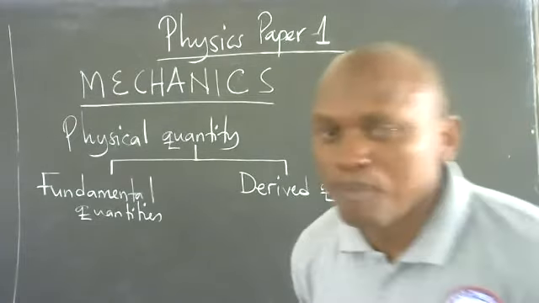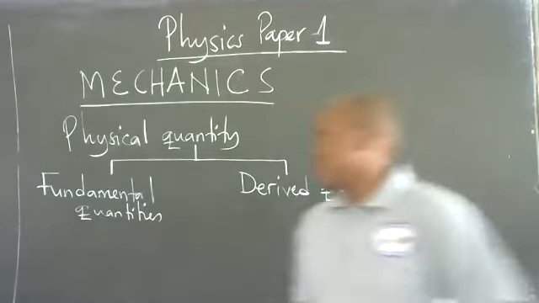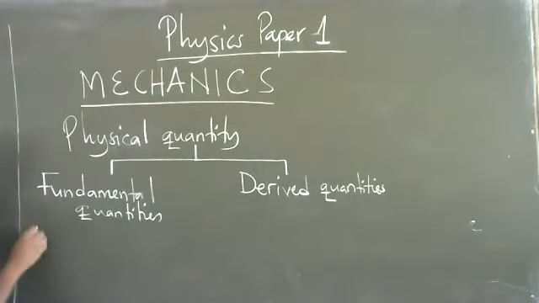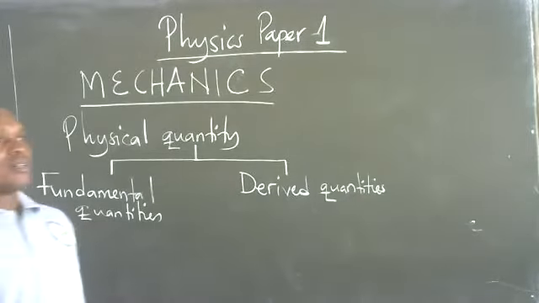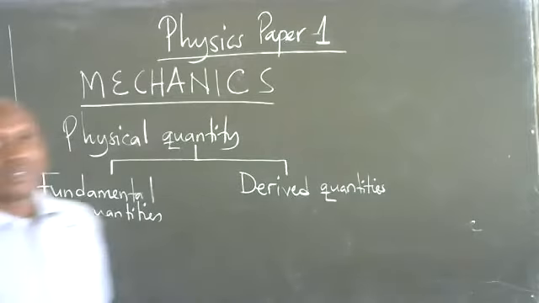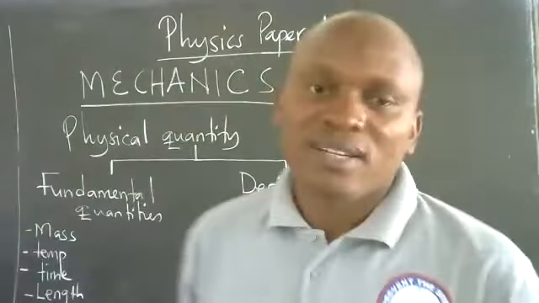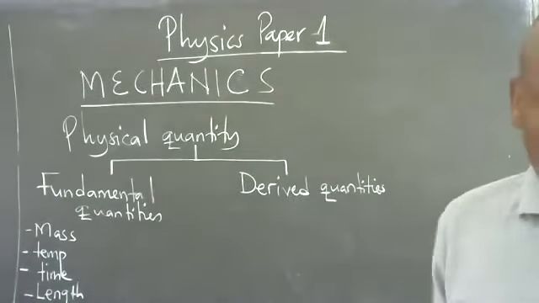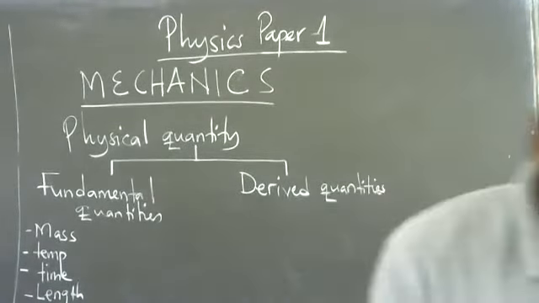Mass. Very good. We have mass. Any other example? Temperature. Time. Good. Length. Good. So we have mass, temperature, time, length. What else do you have?